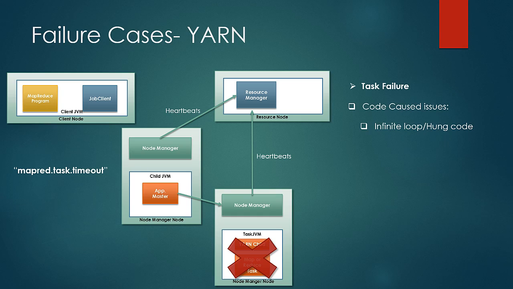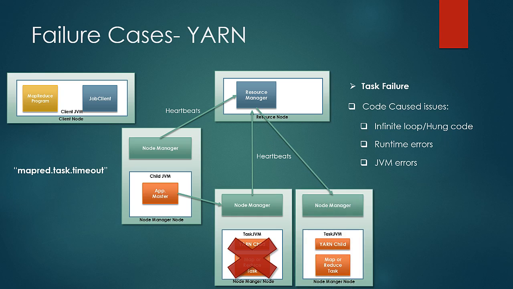Then there can be case of runtime errors or JVM failures, as we had seen in classic MapReduce. And the action taken in Yarn is also the same. In case when map or reduce task fails, the failed task is retried on another machine and the number of reattempts made on the task would be decided by the property mapred.map.maxattempts and mapred.reduce.maxattempts. Both these properties have default value of 4.